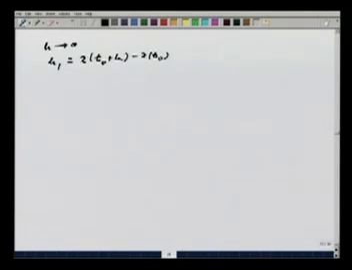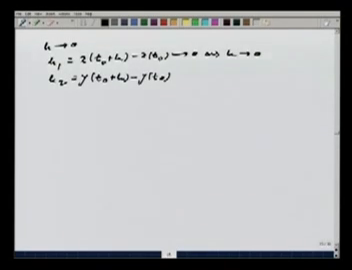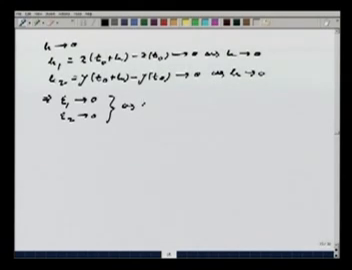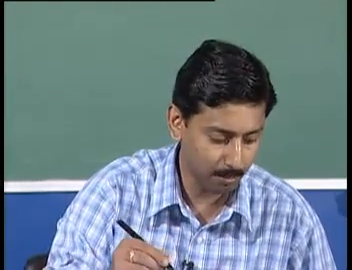Since x is differentiable, it is certainly continuous, so this goes to 0 as h goes to 0. And h2, which is y(t naught plus h) minus y(t naught), also goes to 0 as h goes to 0. So this implies epsilon 1 goes to 0 and epsilon 2 goes to 0 as h goes to 0, because as h goes to 0, h1 goes to 0, h2 goes to 0, and hence epsilon 1 and epsilon 2 go to 0. But there are some more things to take care of.